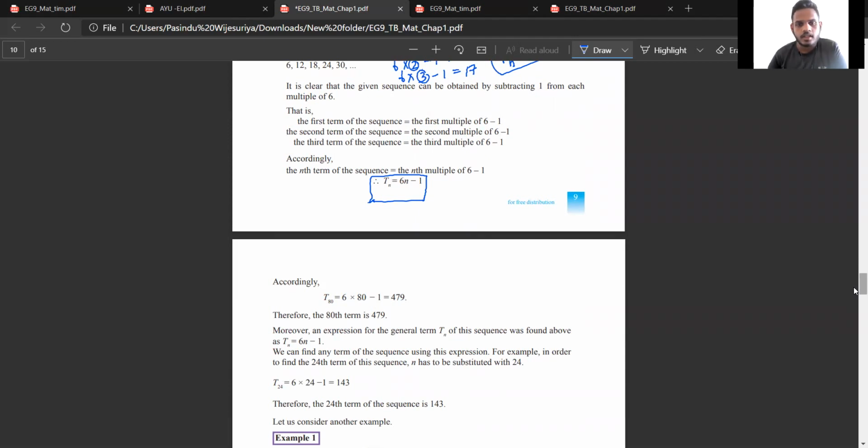So accordingly, if they randomly ask, find the 80th term, just forget this for a second. T80 equals, now we know the equation, 6n minus 1. So 6 into 80 minus 1. So it will be 479, just like it's shown.